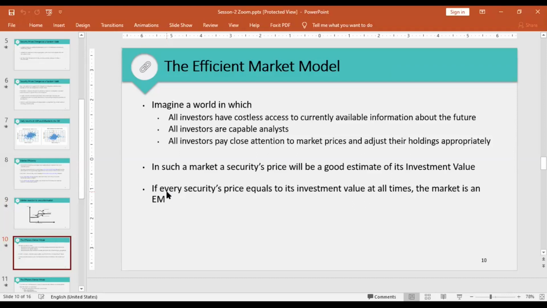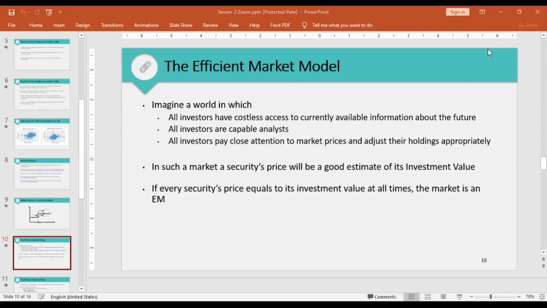So if it is to be an efficient market, investors have costless access to all available information, and investors are capable of analyzing all the information, and then investors pay close attention to the price movement and adjust their prices. So that is an efficient market.